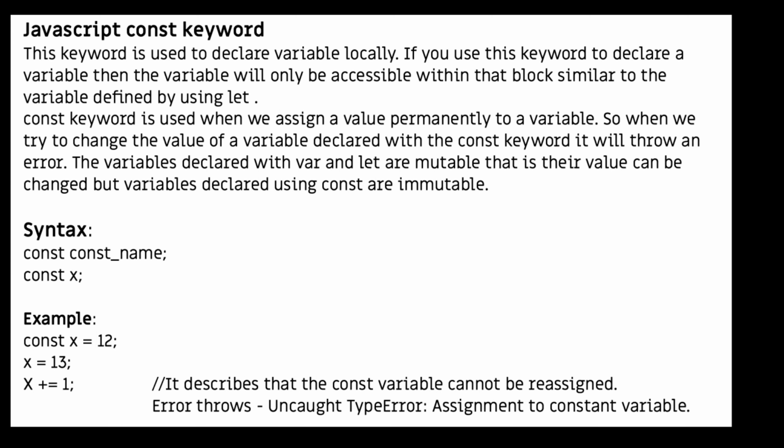The syntax is: first we add the keyword const and then the constant variable name. Here is an example: const, then x is the variable name, then equals and assign a value like 12, and then we redeclare this value as 13 and then increment. So this throws an error, assignment to constant variable. It describes that a const variable can't be reassigned.